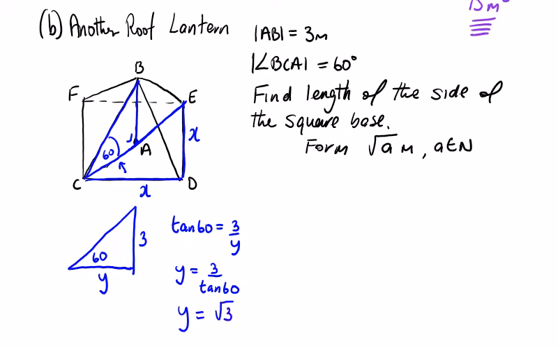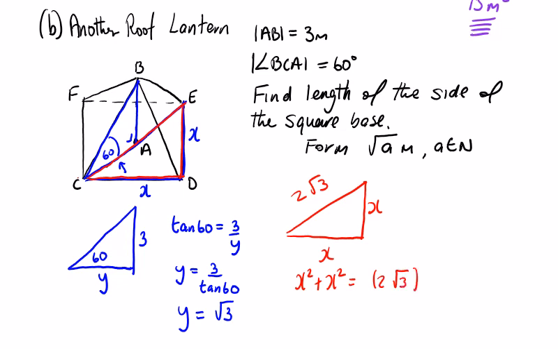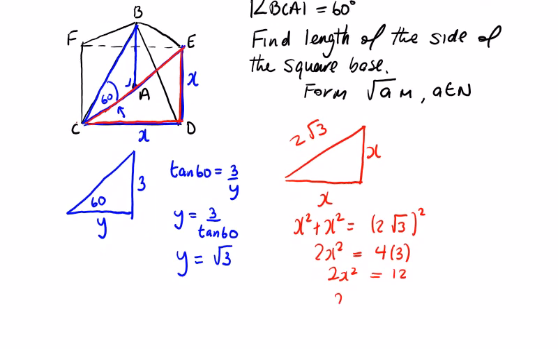So now I'm going to just change colour and draw the next triangle we're dealing with. So we're going to deal with this one, where we now have the diagonal as twice root 3. So I have my diagonal is 2 root 3. And I have my square sides, which are x each. So Pythagoras, x squared plus x squared is equal to 2 root 3 all squared. 2x squared is equal to 4 by 3. 2x squared is equal to 12. x squared is equal to 6. So x must be the square root of 6.